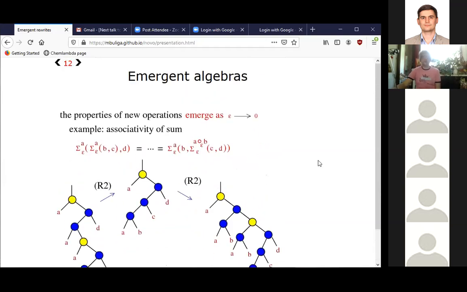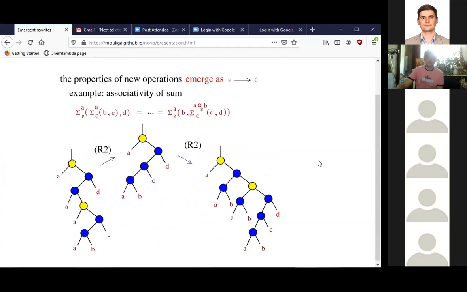Okay, but what is interesting is not that you can define the operation by going to the limit, is that you can prove the properties of an operation by going to the limit. So the properties of an operation themselves are emergent in this sense. That's why they are called emergent algebras. For example, the proof of the associativity of the sum operation. So this is sum based at A of B and C. It's only approximate, but then I'm going to pass to the limit as epsilon goes to zero.